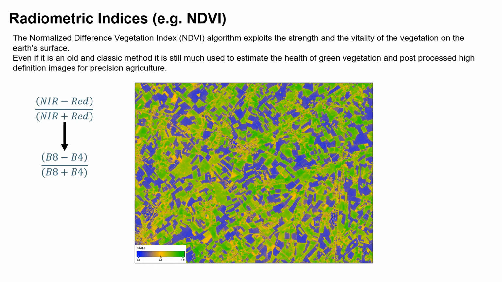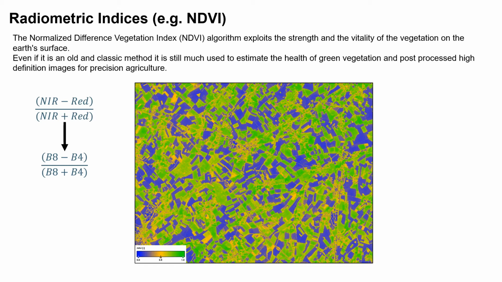The most common radiometric index is the Normalized Difference Vegetation Index, NDVI, that is calculated using the equation presented here from the near-infrared band and the red band. Because this index uses red and near-infrared bands, it exploits in particular information about the vitality of the vegetation on the Earth's surface. It uses the fact that chlorophyll present in healthy vegetation reflects largely near-infrared radiation.